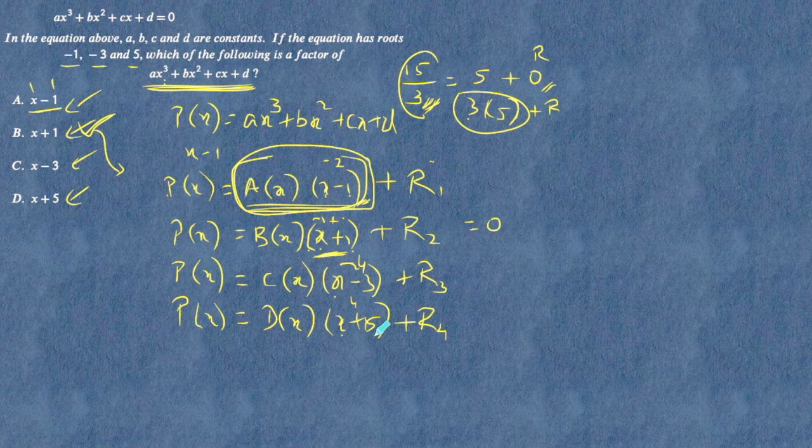In all the cases, minus 1, minus 3, and 5, if you substitute in x minus 1, x plus 1, x minus 3, or x plus 5, the values of r1, r2, r3, r4 never become 0 except in one case, when it is minus 1 and x plus 1, where we have r2 as 0. So definitely x plus 1 is a factor, and that's what they're asking: which of the following is a factor of ax cubed plus bx squared plus cx plus d. The correct answer is x plus 1.